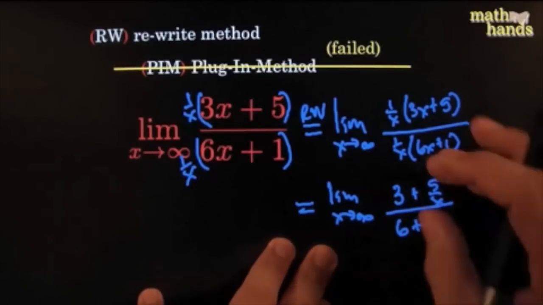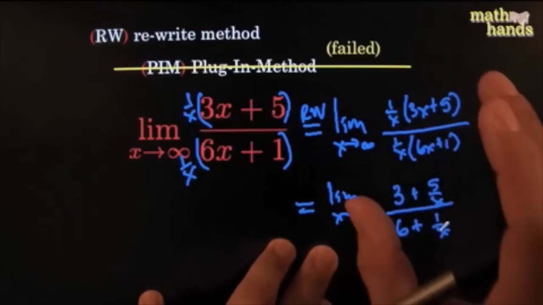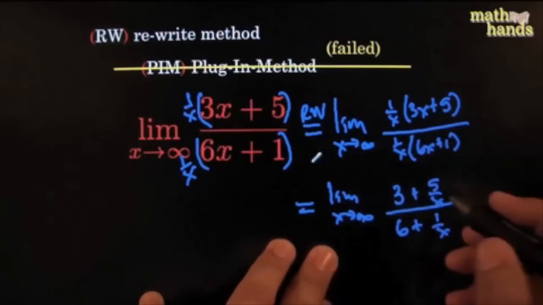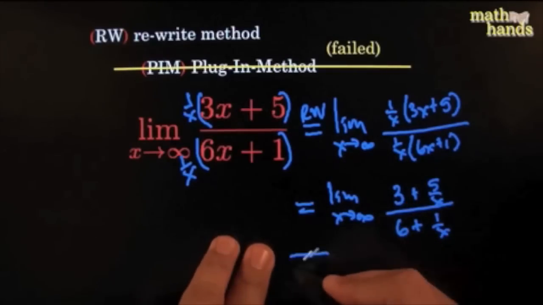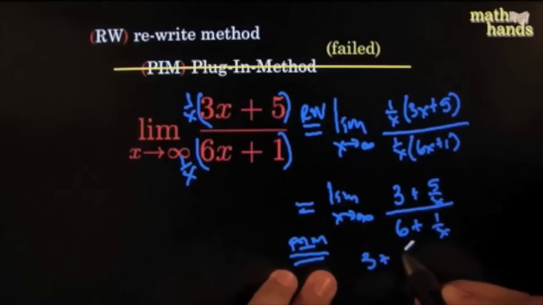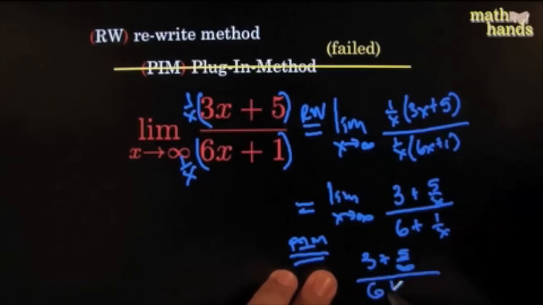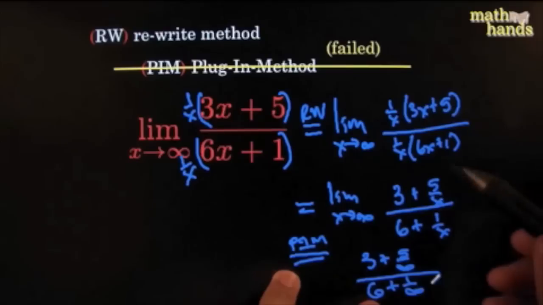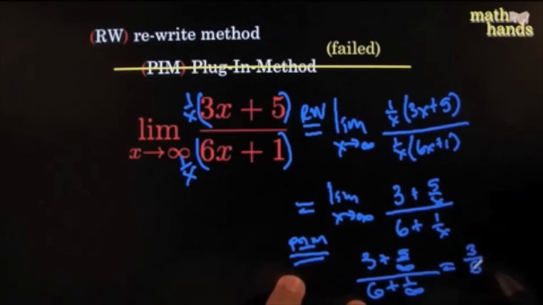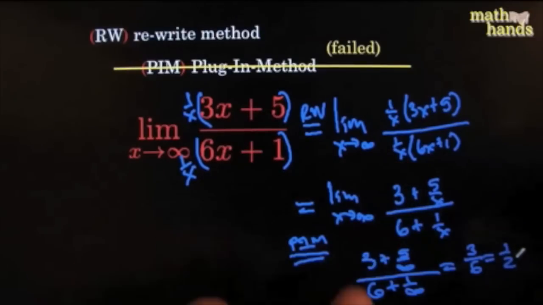Now once you've done the rewrite, if you've done something good here, which doesn't always happen, you could start all over with the plug-in method and see how it goes. At that point, you try the plug-in method, and that would give you 3 plus 5 over infinity, all over 6 plus 1 over infinity. Plug in infinity for x and infinity for x there. The 5 over infinity is 5 over a large number. That's undoubtedly going to 0. Same thing for this. And so you're getting 3 plus 0 and 6 plus 0, which gives you a grand total of 3 over 6 or 1/2, and that's the limit.